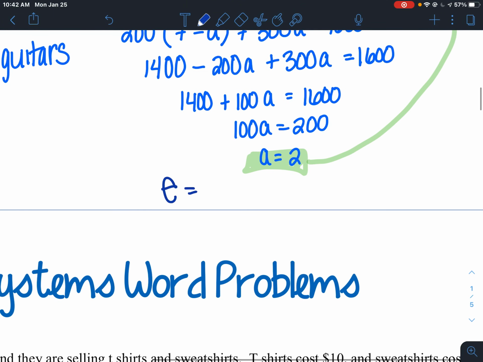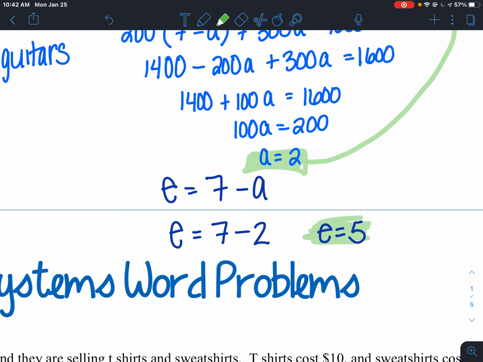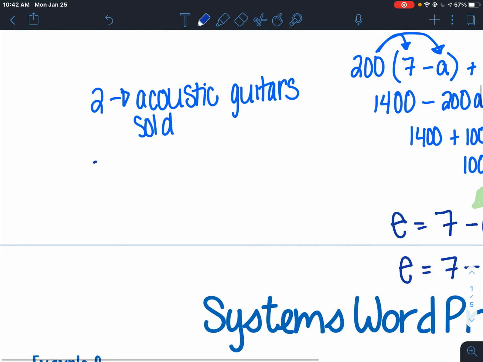Electric guitars equaled 7 minus acoustic guitars. So E equals 7 minus 2. That means that E equals 5, which means that we sold 5 electric guitars.